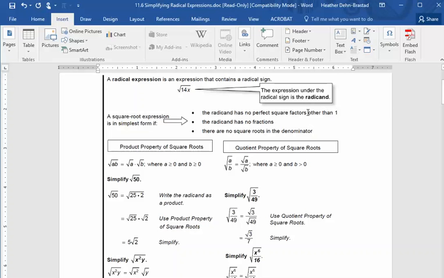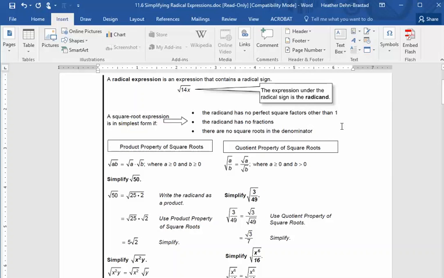So what we're going to do is make sure that our square root is simplified. Here's how we tell if it's simplified. If there are no perfect square factors other than 1, that's good. If it has no fractions, that's good. And if there are no square roots in the denominator, that's good. If it meets all three of those things, then we'll say that it is simplified.